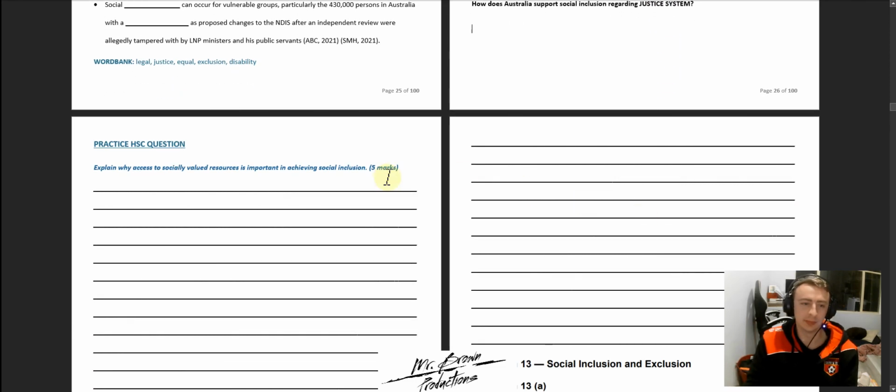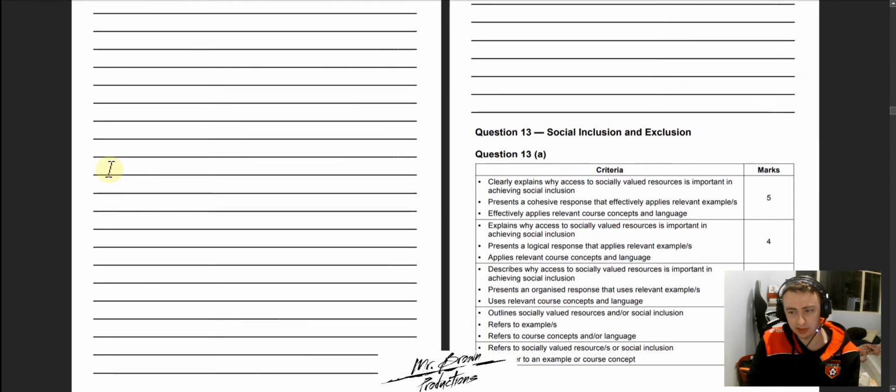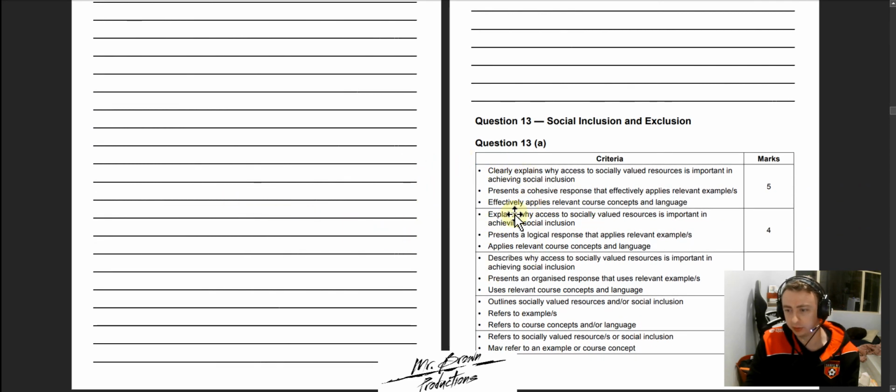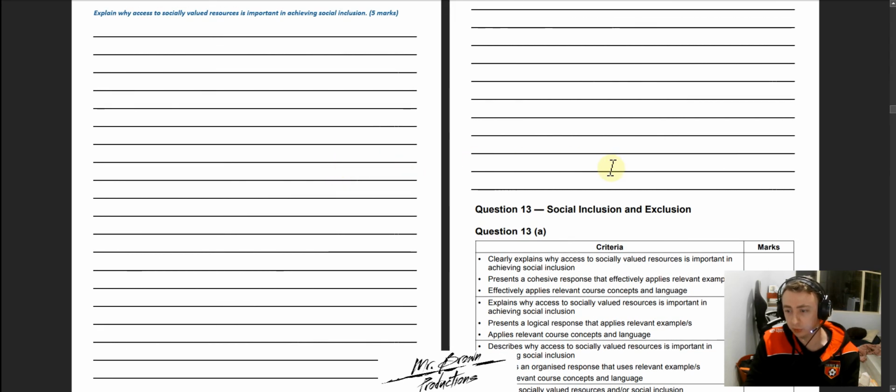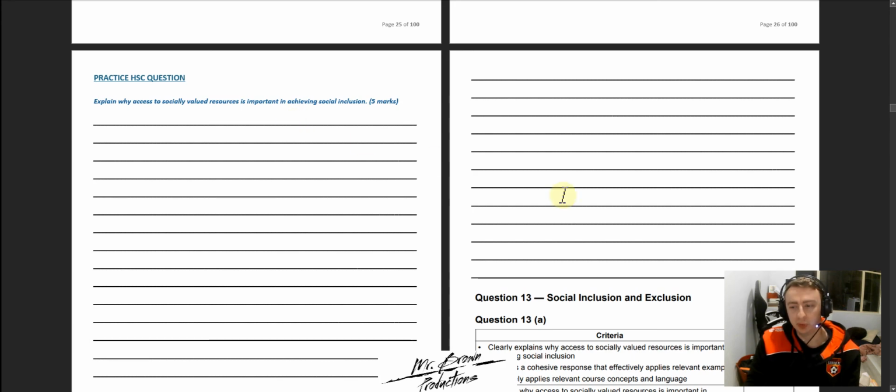And then I want you to write a practice HSC question, and then we're going to mark and go through it in class. So you need to have done this before getting to class on the day, okay? Because we're going to go through this on Friday. Sorry, I said Thursday, wrong day. So, explain why access to socially valued resources is important in achieving social inclusion.